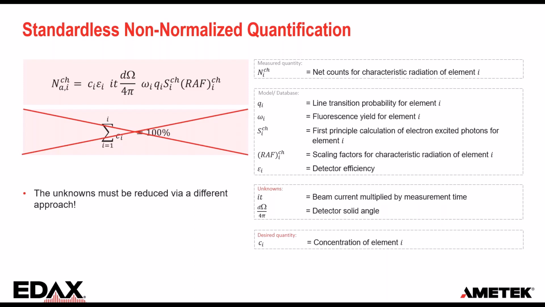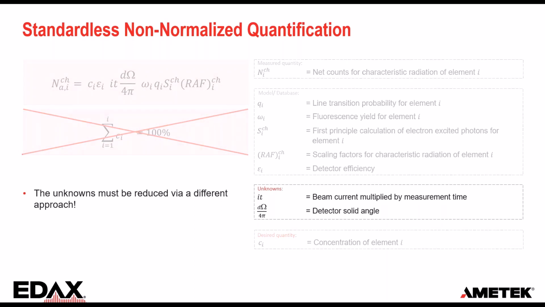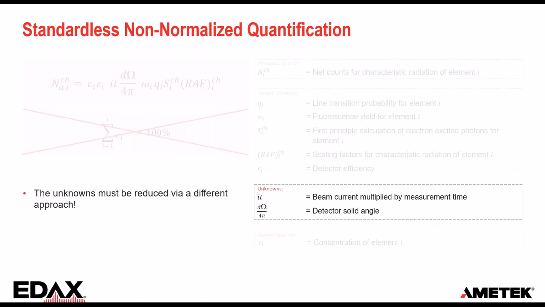And first of all, we can look at the beam current and the measurement time. For the time, it's a clear case. It's pretty simple to measure. Everybody can relate to that. The beam current can be measured with a Faraday cup, but here already it increases the effort required for the quantification. Regarding the detector solid angle, it's much more complicated to calculate it with sufficient accuracy.